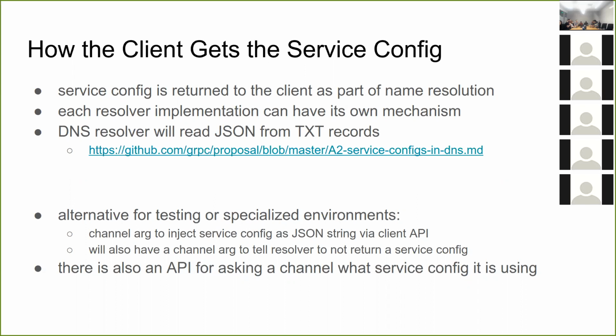There is also a channel arg, again mainly for testing, that inhibits the resolver from returning the service config even if one is available. Normally if you specify the service config via the client API and the resolver returns one, we use what the resolver returned, not what you specified in the client API. But you can tell the resolver not to return the service config, so that you can use the one that was specified locally instead.